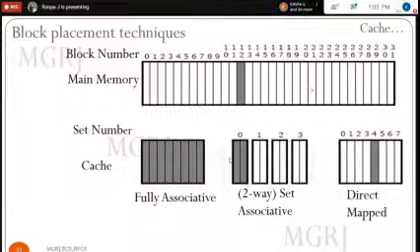Then I'll ask my doubt later, ma'am. I'll come to that later. This is only about mapping from main memory to cache. That's all. Later we'll take replacement, which has different algorithms.